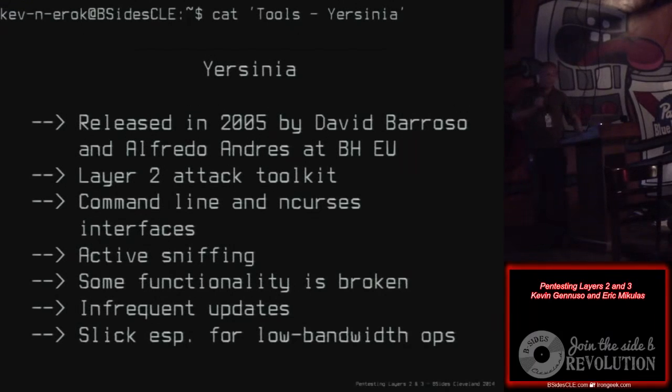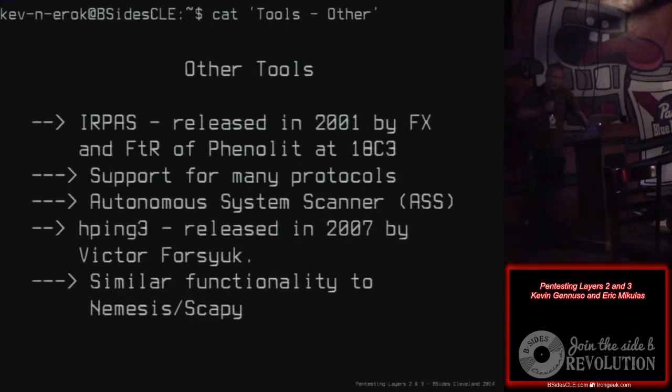Some of the other tools I have tried to move over, but for various reasons have failed, a lot of it mostly just time. IRPAS, released in 2001, supports many protocols, and has one of my favorite binaries there, which is the Autonomous System Scanner. HPing 3 is another one. It's got similar functionality to Nessus and Scapy.